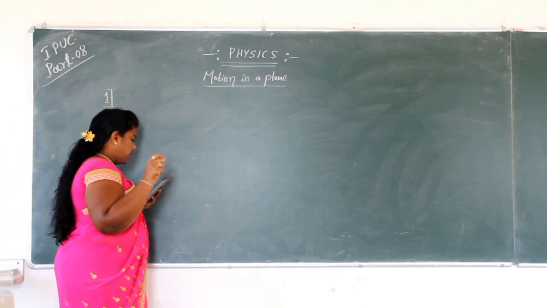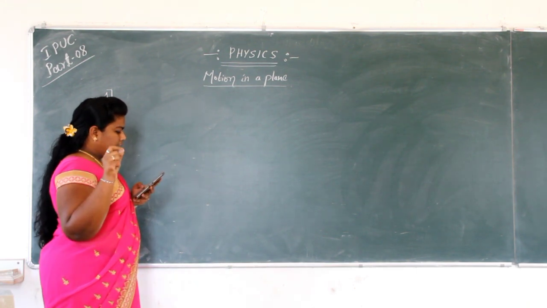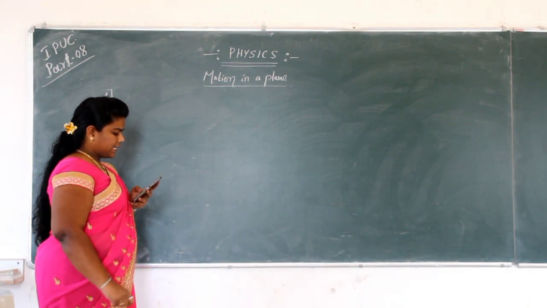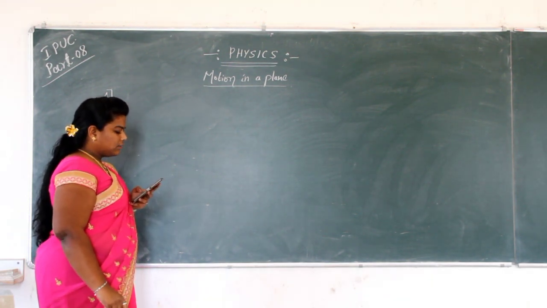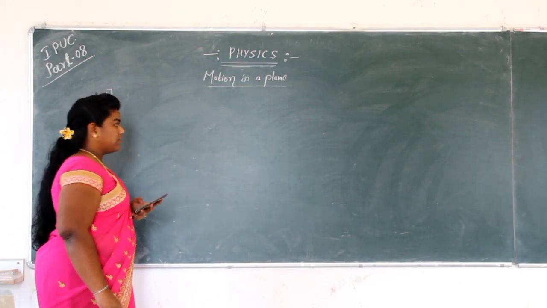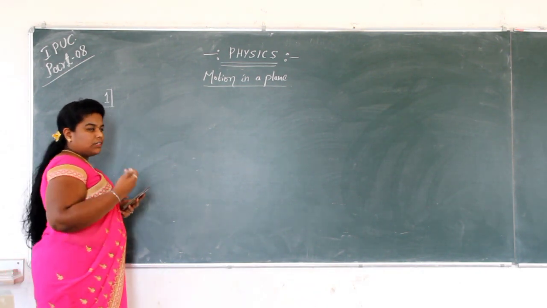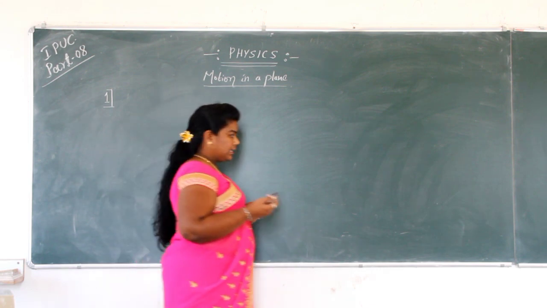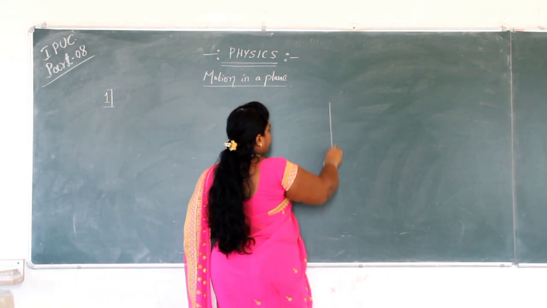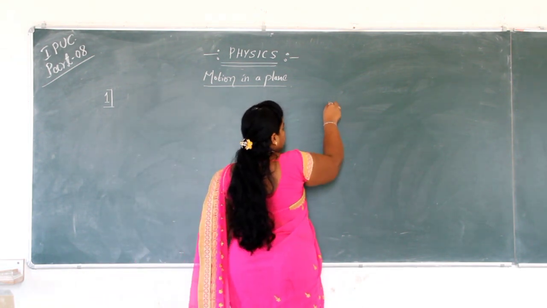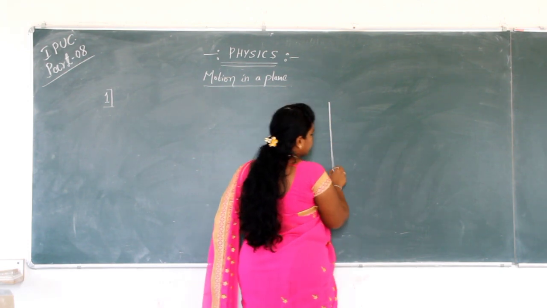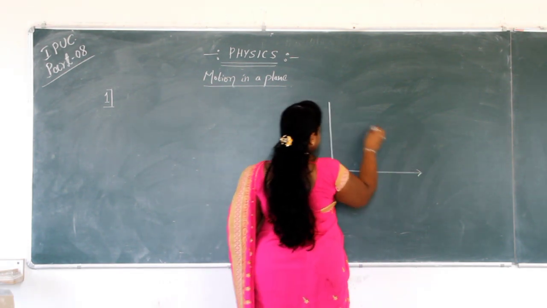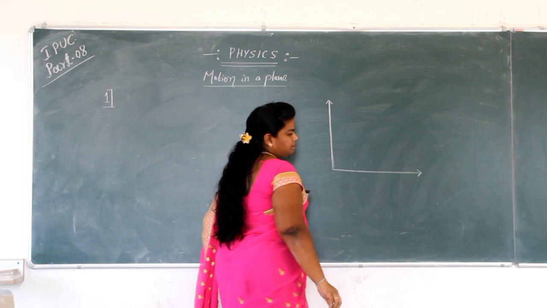A cricket ball is thrown at a speed of 28 meters per second in a direction 30 degrees with the horizontal. See here, in the question, I will just write the diagram. No need to write the diagram also, but to make you clear, to understand the given problem clearly, I am just going to draw it.